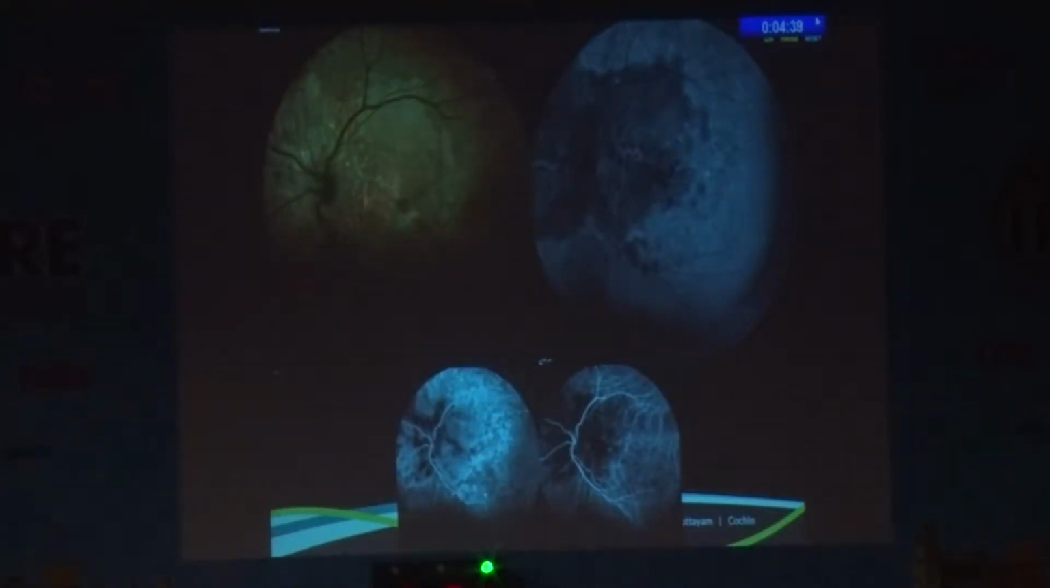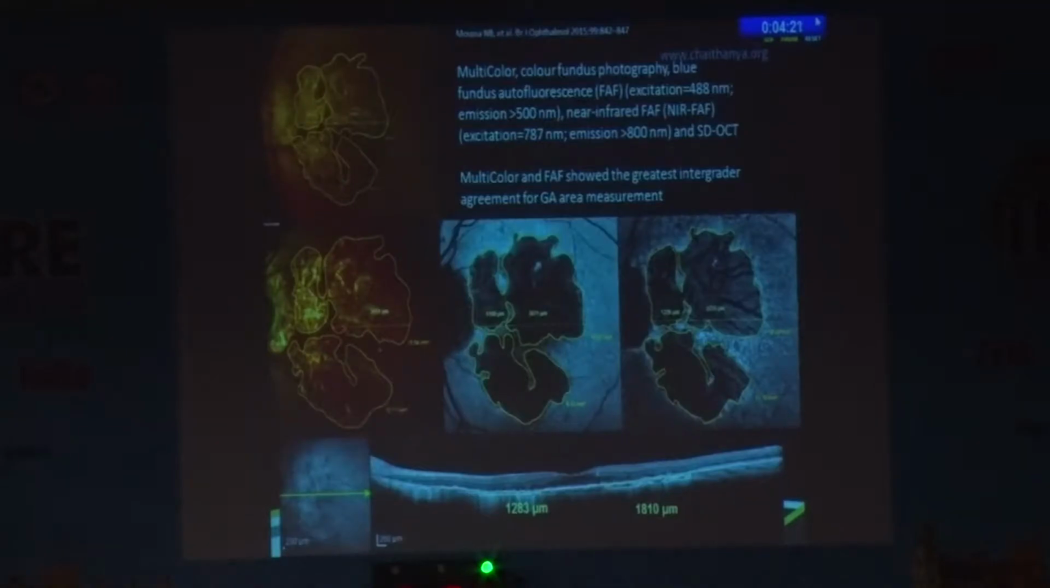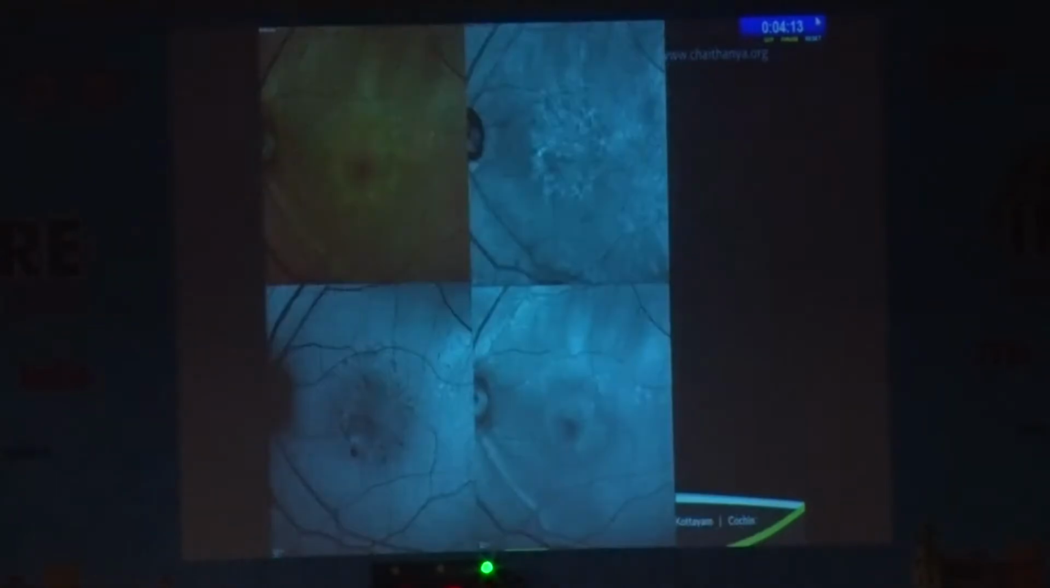Like this patient has a CNVM already in one eye lost, the other eye had some 6/9 vision. If you look at the autofluorescence, you see that it's all decreased autofluorescence. But if you look at the multicolor, you can see this red reflectance, which shows that the central fovea is not involved, and therefore this patient has a relatively good vision. So studies have shown that multicolor and fundus autofluorescence show the greatest agreement for geographic atrophy measurement and is very useful during follow-up.